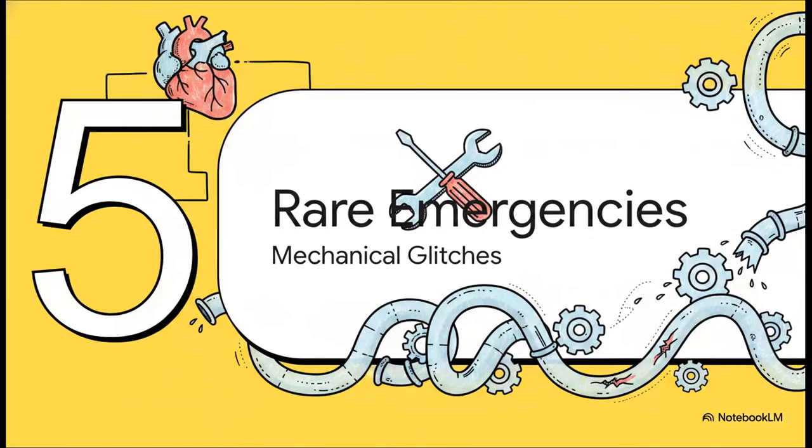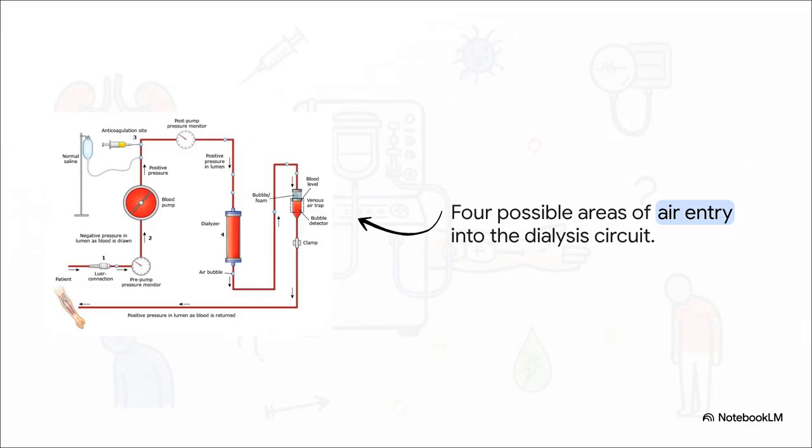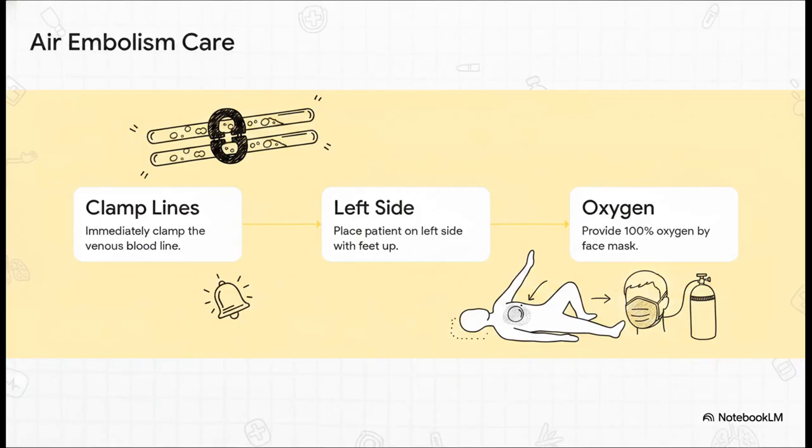Let's wrap up with Section 5, rare hemodialysis emergencies, mechanical glitches. Even with all our modern safety sensors, mechanical things can just break. Take an air embolism, for example. Any negative pressure zone in the circuit, like a slightly loose Luer connection or a tiny hole in the pre-pump tubing, can literally suck air into the line. If those air bubbles manage to bypass the detectors and enter the patient's bloodstream, they can travel straight to the right side of the heart, creating a fatal blockage. If you suspect an air embolism, maybe you see foam in the line or the patient suddenly coughs and clutches their chest, you clamp those lines instantly.